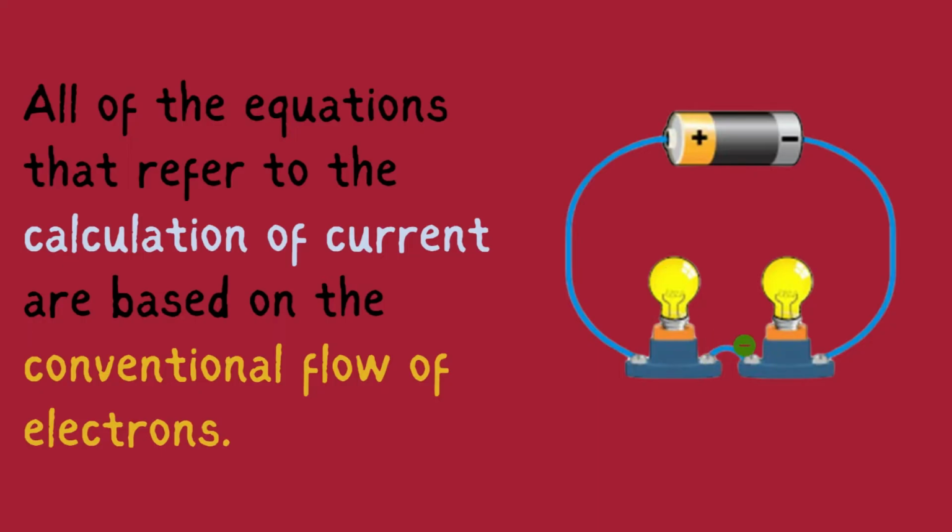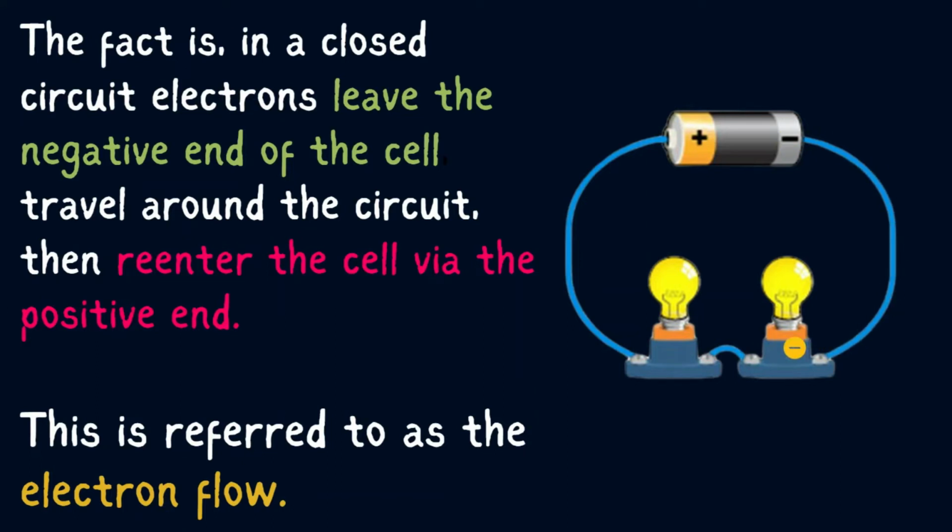All of the equations that refer to the calculation of current are based on the conventional flow of electrons. That is why a lot of textbooks would still use it today. The fact is, in a closed circuit, electrons leave the negative end of the cell, travel around the circuit, then re-enter the cell via the positive end. This is referred to as the electron flow. It's okay if you use both. Just be mindful of which one is which.